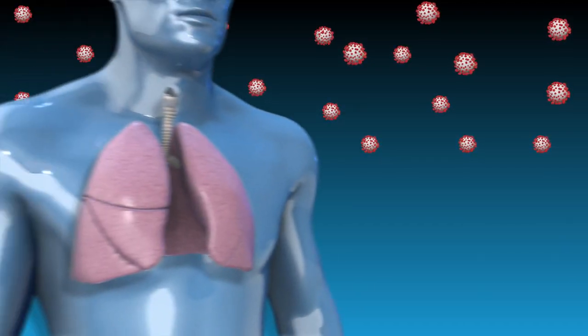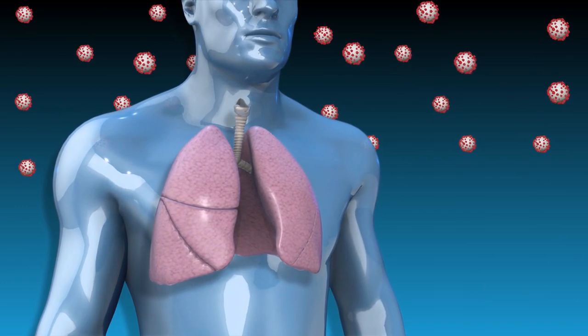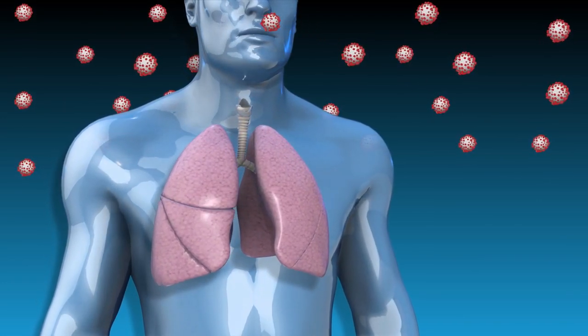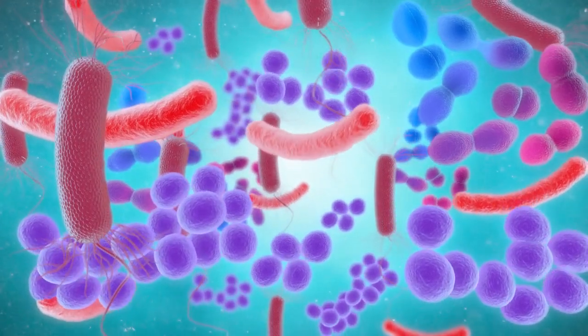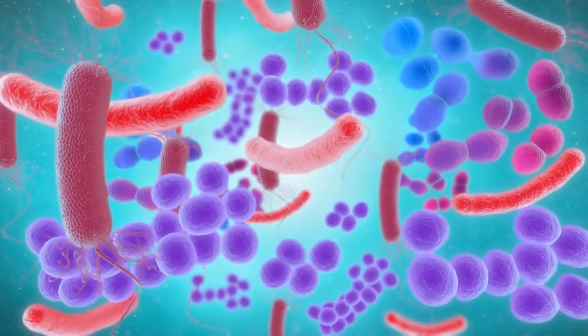Number 1. Exogenous antigens. Exogenous antigens are foreign substances that originate outside the body and enter it through inhalation, ingestion or injection. Exogenous antigens include pathogens such as bacteria, viruses, fungi and toxins.